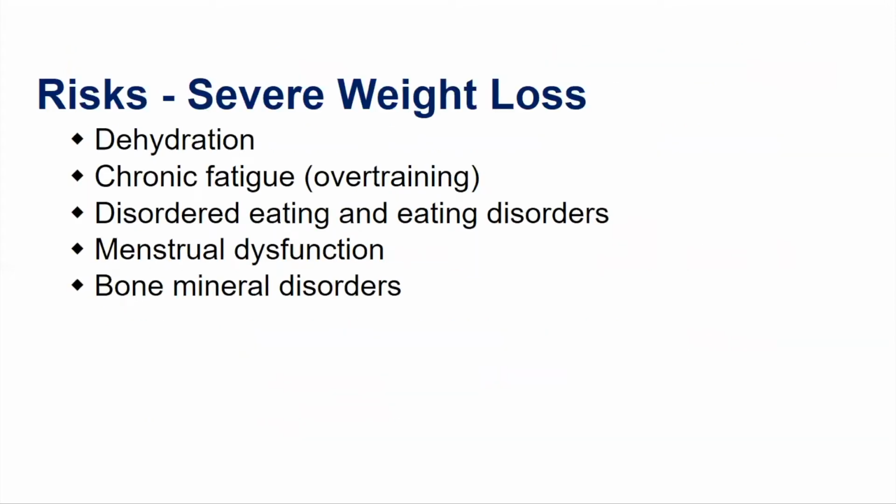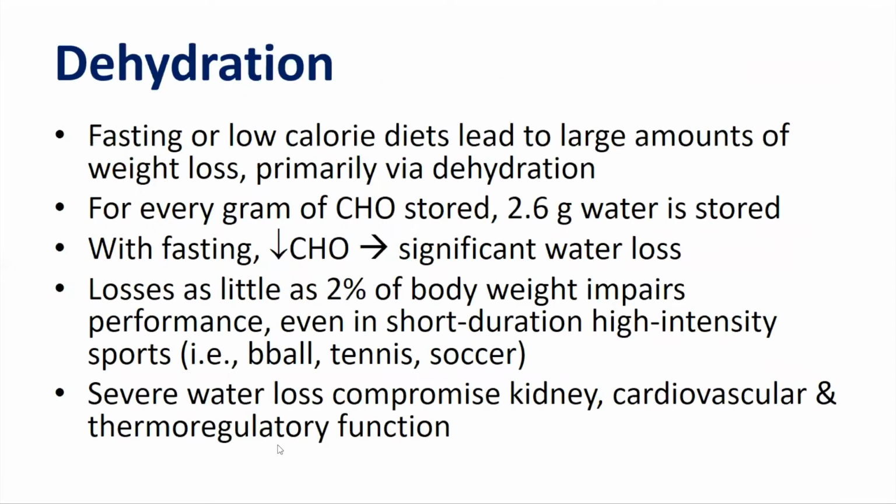Other risks involved with severe weight loss include dehydration, chronic fatigue related to overtraining, disordered eating and eating disorders, menstrual dysfunction, and bone mineral disorders. So dehydration and electrolyte imbalances is a major risk associated with severe weight loss. Fasting and low-calorie diets lead to a large amount of weight loss, and this occurs primarily through dehydration.